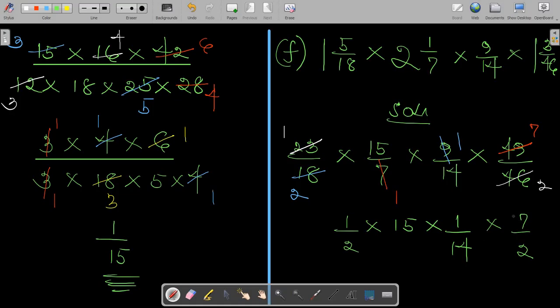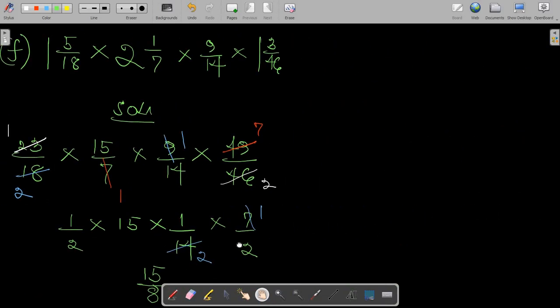Okay, so I notice here now, look at this one. This 7 can divide this 14. So let's go. 7 goes there 1, 7 goes in 14. We have it to be 2. So what are we left with? 15. Then all over 2 times 2 times 2. That is 8. So we have it to be 15 all over 8. 15 all over 8. So let's move on.